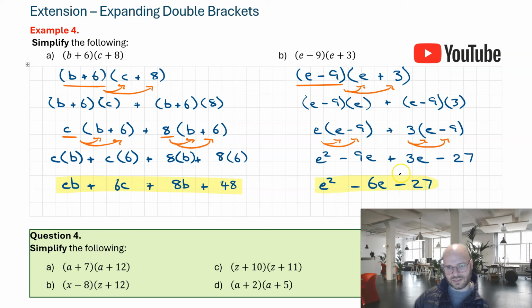So the rule here is that when we're expanding double brackets, we just take it slowly. We treat the first bracket like it's a product, we reverse the order of the products over here, and then we expand out for the second time. From there, we can choose to simplify if we have like terms, or we just leave it if there's nothing else to be done.